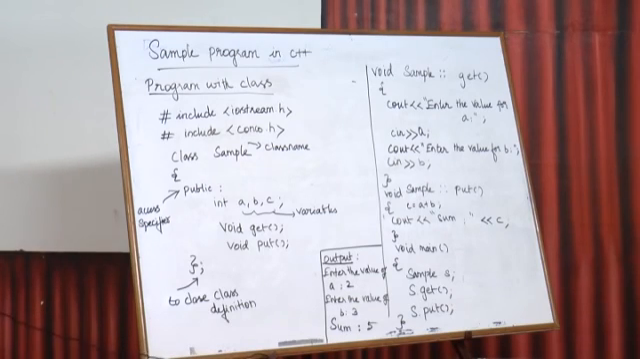After running this program we get the output: enter the value of A. I am giving the value as 2. If you want, you can give any value. I am giving the value for B also, that is 3. After pressing the enter button, we get the result: sum is equal to 5.